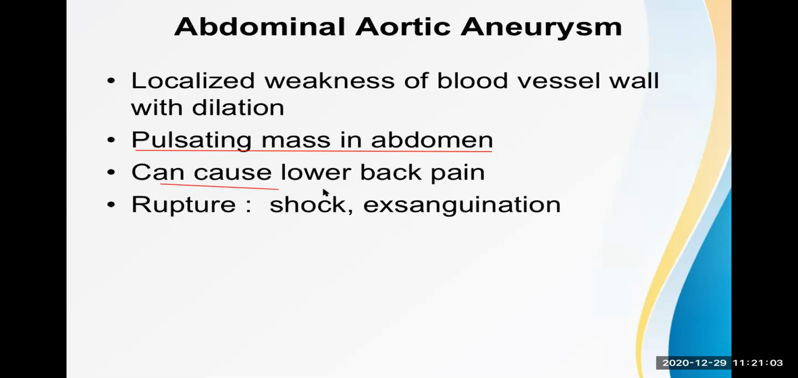It can cause lower back pain, and if the aneurysm is ruptured, the patient will die. There is high chance of death because of hypovolemic shock, which we call exsanguination. Okay, a lot of blood can be lost in the peritoneal cavity, and in no time, patient develops hypovolemic shock. If you fail to diagnose this in time, we'll lose that patient definitely. This is a very serious condition.